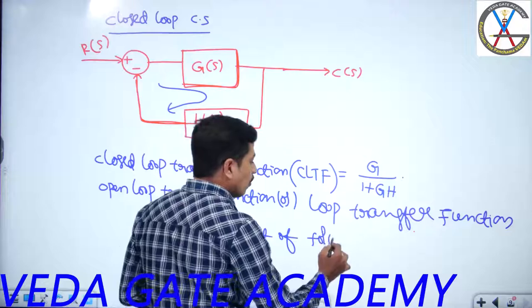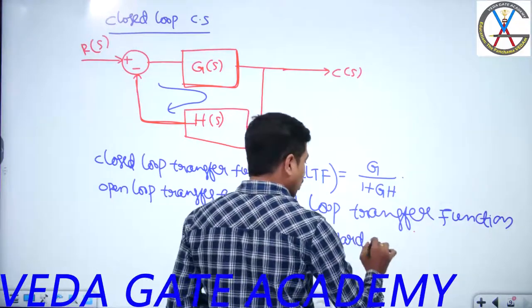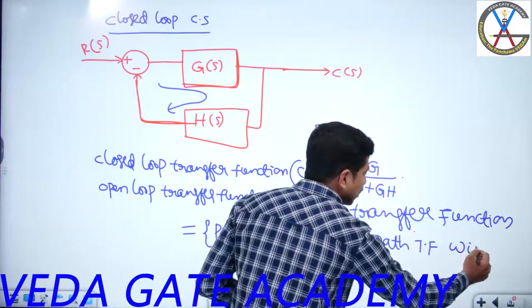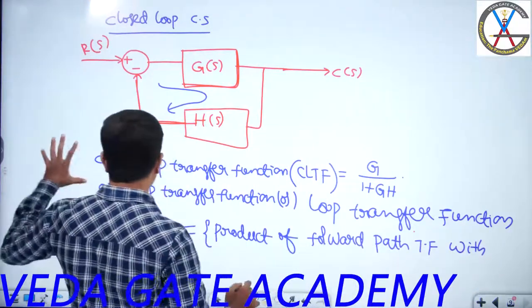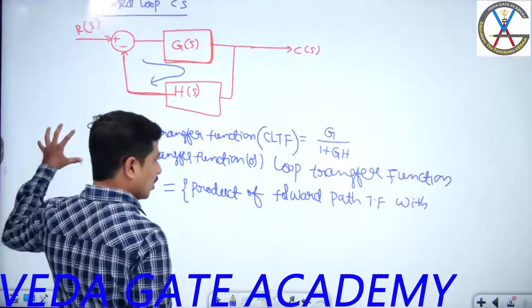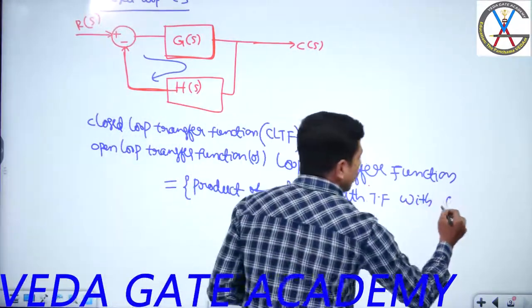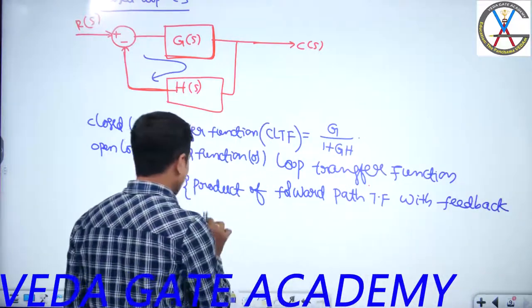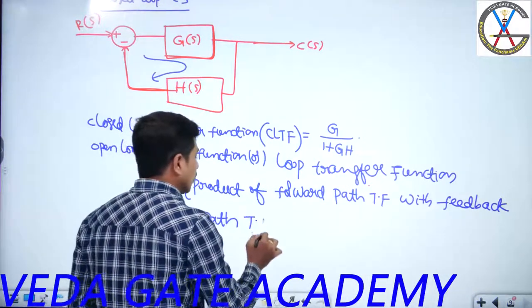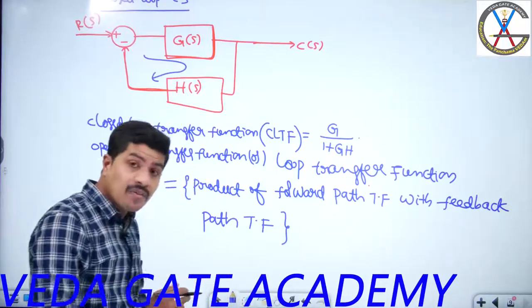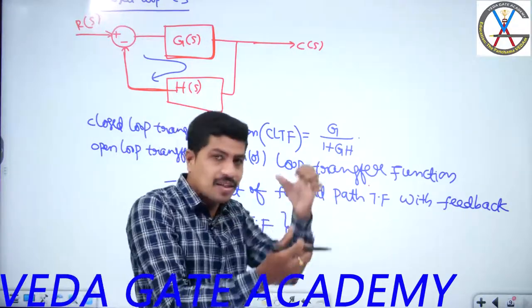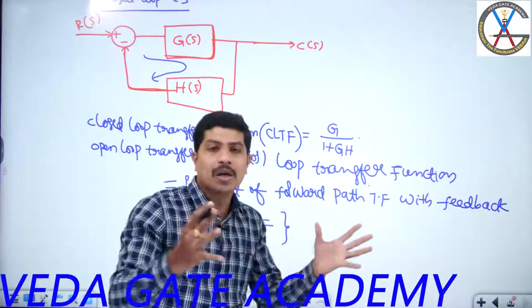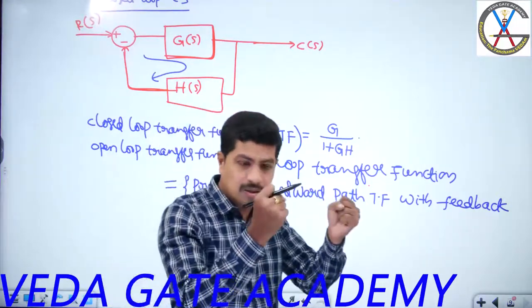Product of forward path transfer function with feedback path transfer function. Whatever is there in the forward path, you multiply all of those and get one forward path transfer function. Whatever is there in the feedback path, multiply all of those and get one feedback path transfer function.